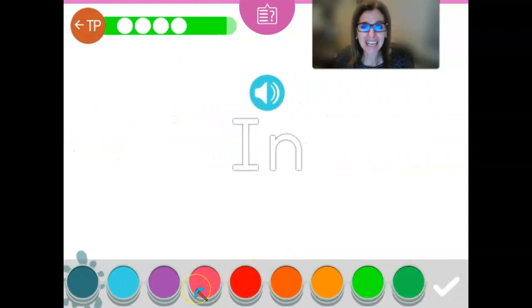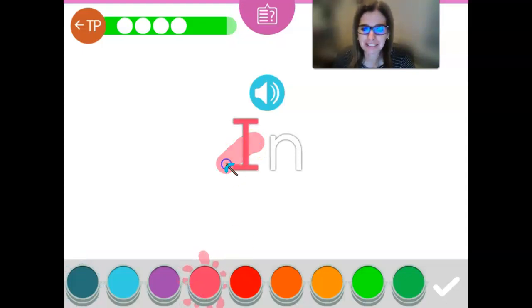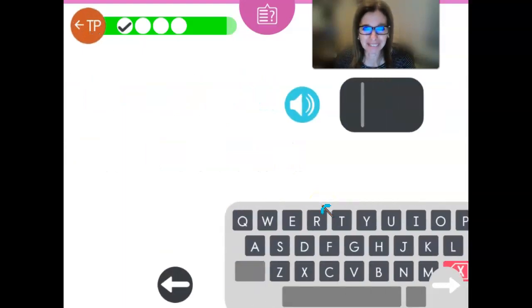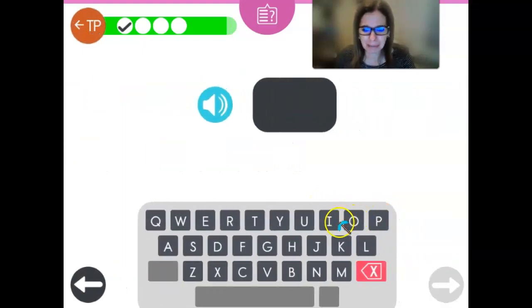In. I see the highlighters again. I remember from our last lessons that the highlighters wanted me to segment or color in the sounds differently. I have I and I have in. Do you remember the highlighter? We haven't done that in a while. In.